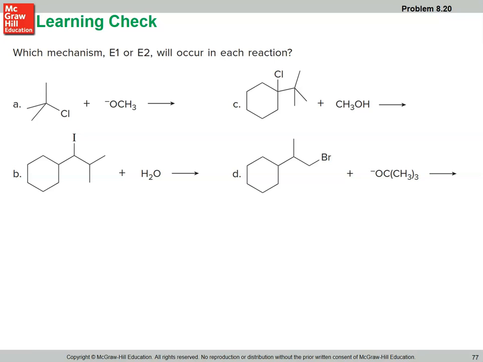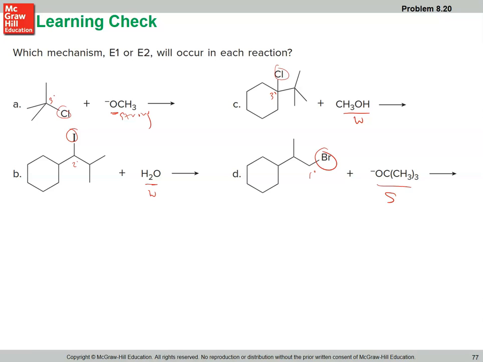So in this type of problem where we're looking for E1 versus E2, one of the first things to look at is the base. So this is strong, strong, weak, weak. You have a good leaving group here, a good leaving group here, not as good of a leaving group here or here, right? So you have to look at the leaving group, and then you have to look at the tertiary carbon, secondary carbon, primary carbon, tertiary carbon. Those are all going to play a role in which way this is going to go.